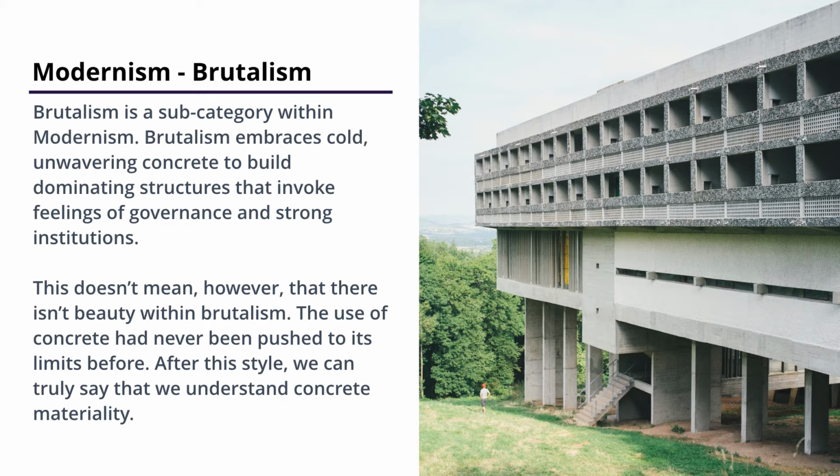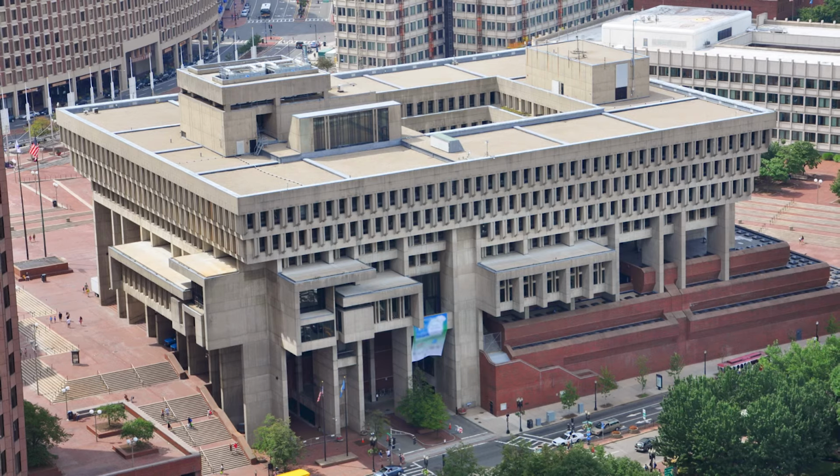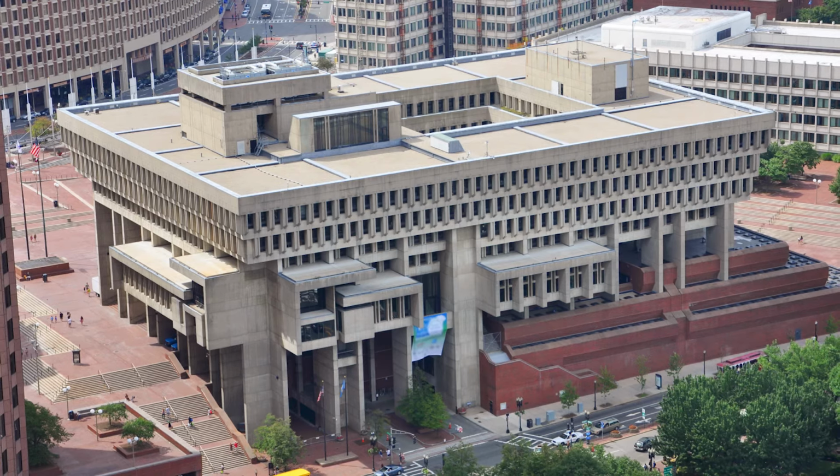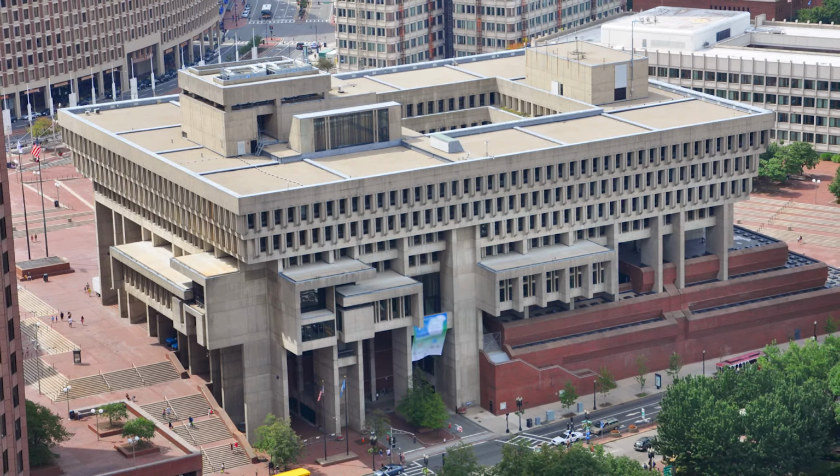One of the subcategories to it is brutalism, which embraces this sort of unwavering concrete building that might be cold not only to the touch, but also emotionally cold. It maybe invokes a feeling of governance, of structure. It's very dominating to the landscape. This type of structure, again, speaks to the technology and the material that was available at the time.